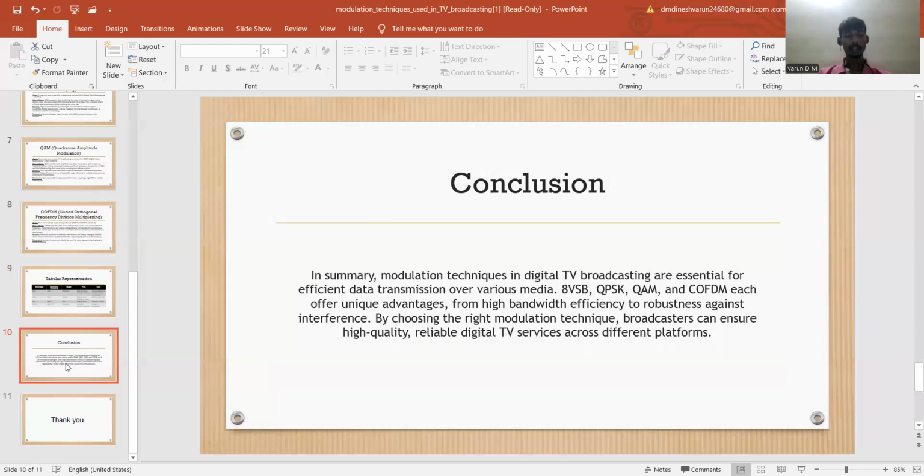Conclusion. In summary, modulation techniques in digital TV broadcasting are essential for efficient data transmission over various media. That is 8VSB, QPSK, QAM, and COFDM. Each offers unique advantages, from high bandwidth efficiency to robustness against interference. By choosing the right modulation technique, broadcasters can ensure high quality, reliable digital services across different platforms.